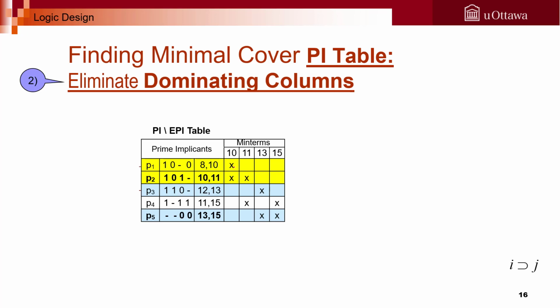A column I of a prime implicant table is said to dominate another column J of the same table if column I has check marks in all rows in which J has check marks, and in addition, I has at least one check mark in a row in which J does not have any check marks. So what we have to do is find those columns corresponding to the rows that have more X's.